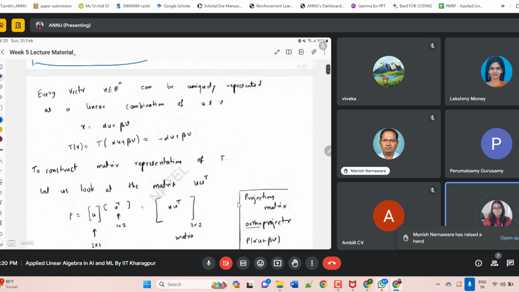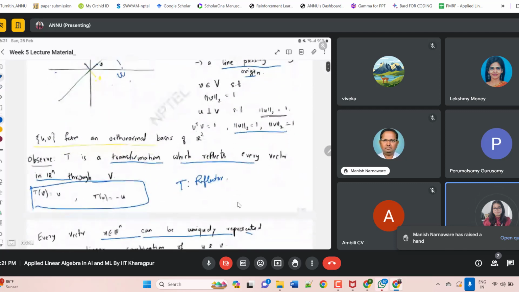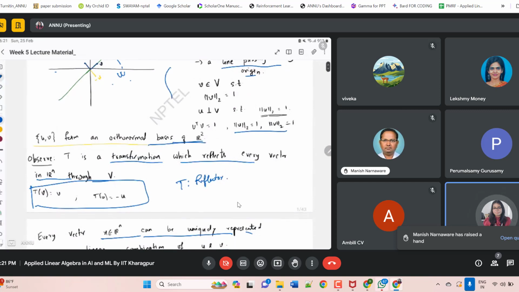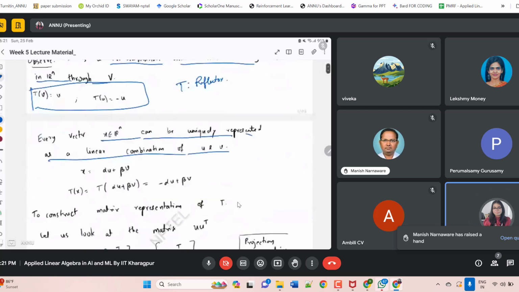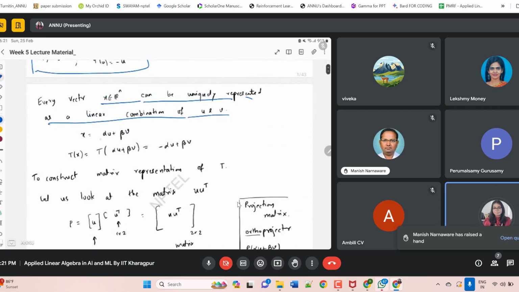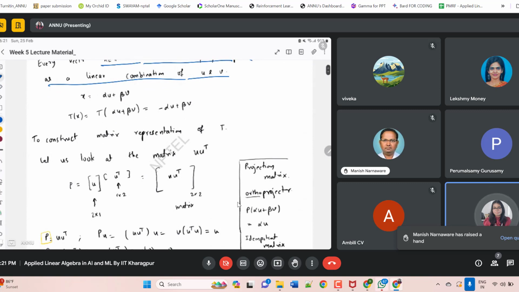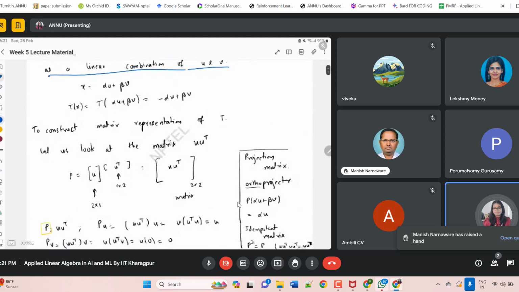Every vector that belongs to R power n can be uniquely represented as a linear combination of U and V, because these are the orthonormal bases and we have assumed these things. These are the assumptions. So this X is nothing but alpha U plus beta V, from the property of linear independence. Now what we want is for this to become minus alpha U plus beta V. As we know, every linear transformation can be represented in terms of a matrix.